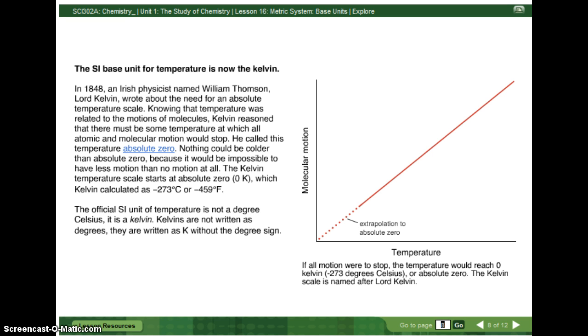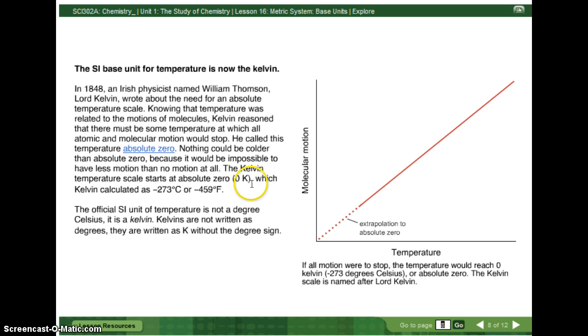We grew up thinking that temperature means how hot or how cold, but what it actually is, is how fast the molecules are moving. The faster they're moving, the higher on the temperature scale it is. The official SI unit of temperature is not a degree Celsius, it is a Kelvin. Kelvins are not written as degrees, they are written as K without the degree sign.